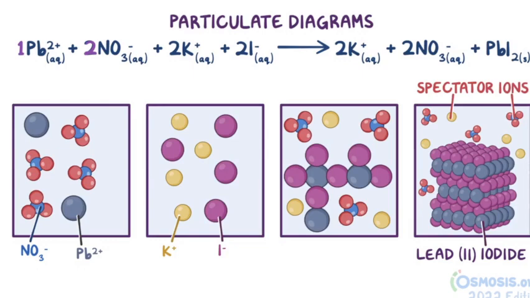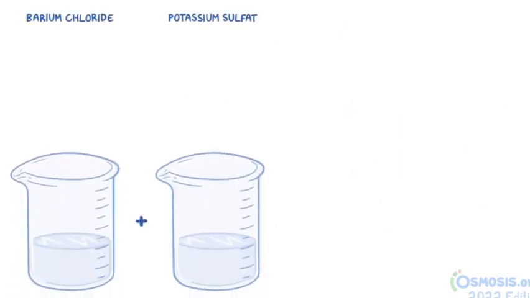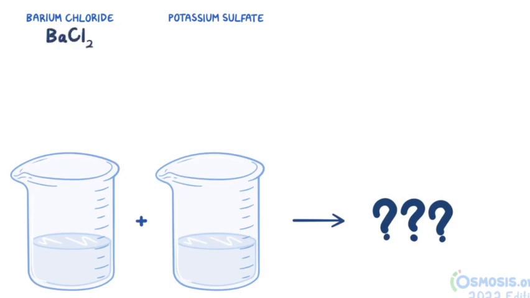Let's consider one more example of a precipitation reaction. Suppose we mix a solution of barium chloride with a solution of potassium sulfate. Can we predict whether a precipitate will form? Our first step is always to write down the chemical formulas for our reactants and products. Barium chloride has a chemical formula of BaCl2, and potassium sulfate has a chemical formula of K2SO4.